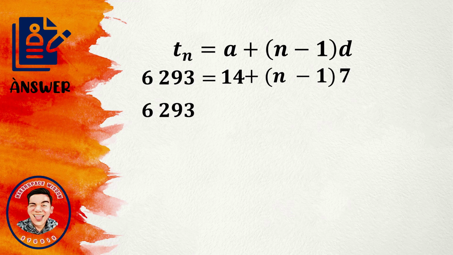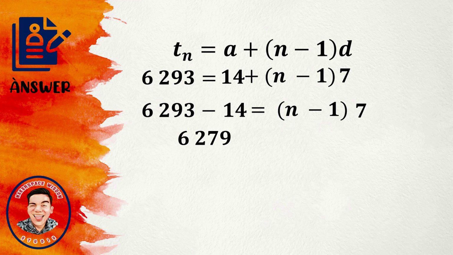Next thing to do is to transpose 14. So this will become 6,293 minus 14 is equal to the quantity of n minus 1 times 7. Subtracting 6,293 minus 14, the result will be 6,279, which is equal to n minus 1 multiplied by 7.